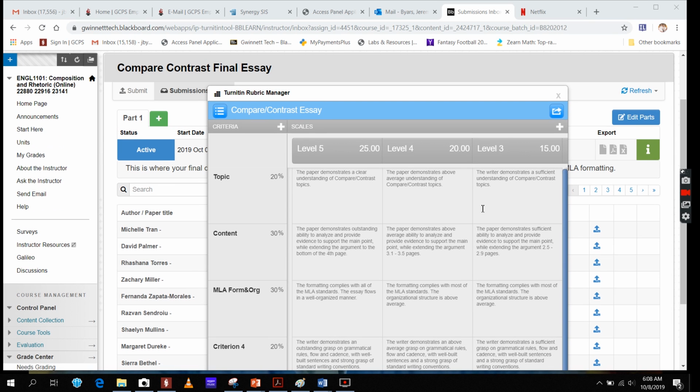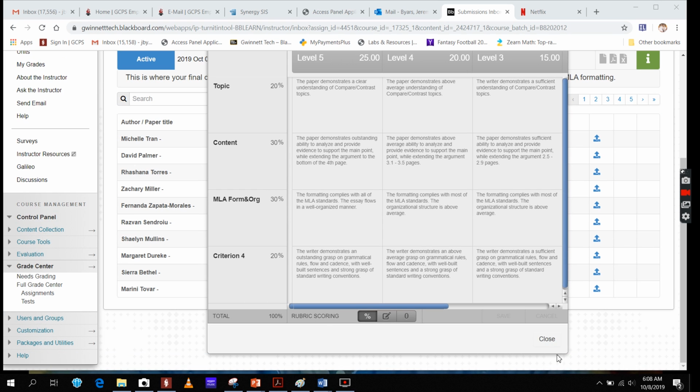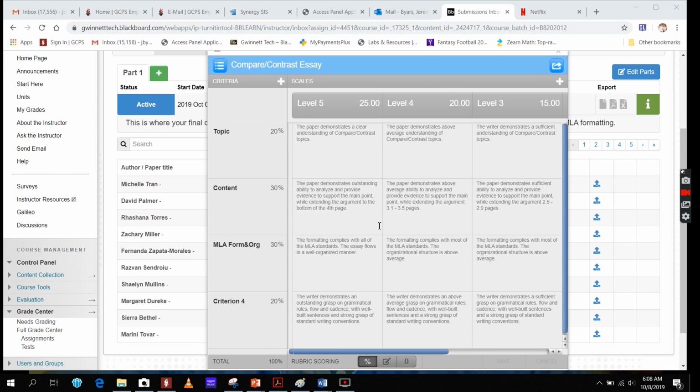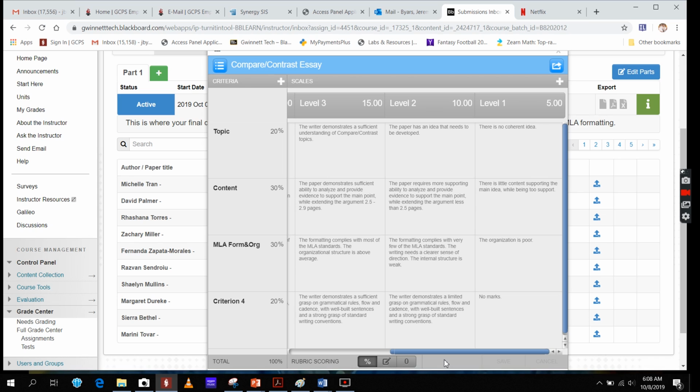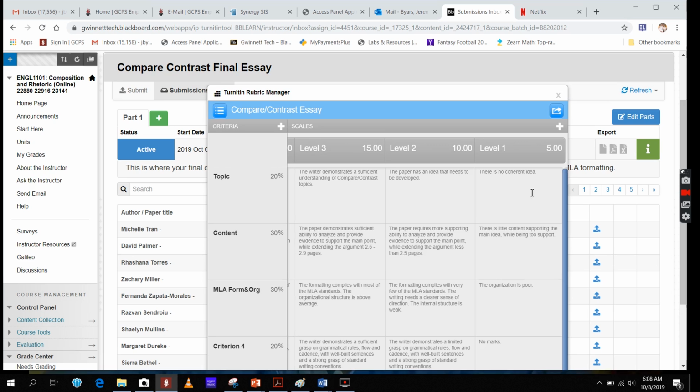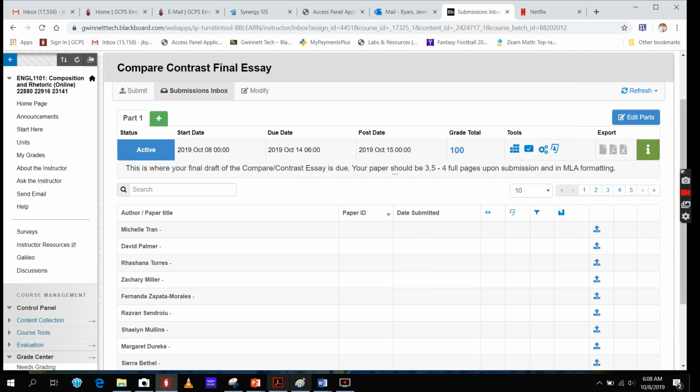So I know I left off talking about the length of compare and contrast essays, so just make sure that you are aware of that. Like I said, this is the rubric. You can always pause this video to get a better look at what I am assessing you on. That is your right. So there's that.